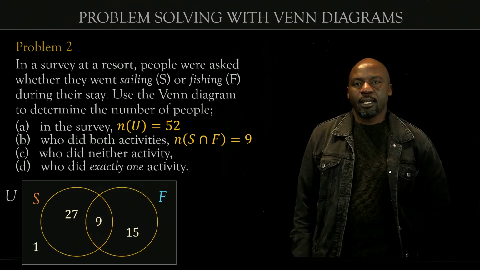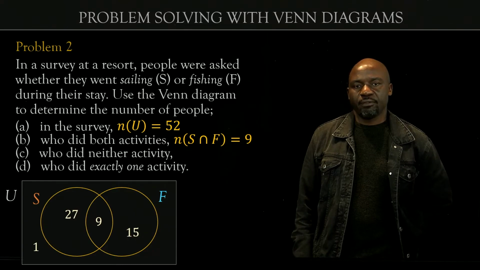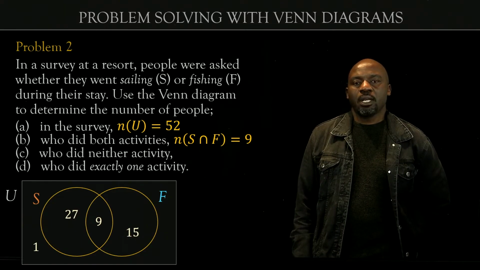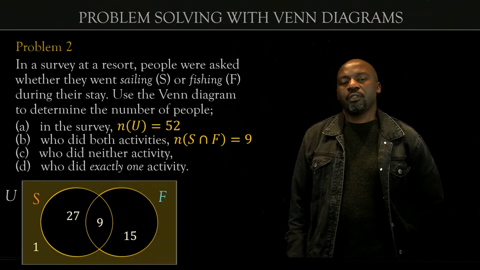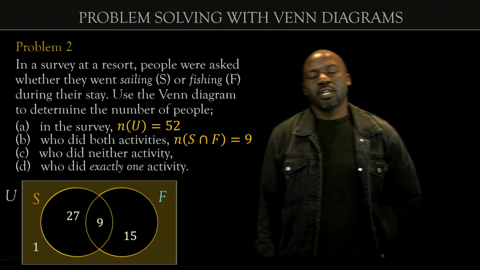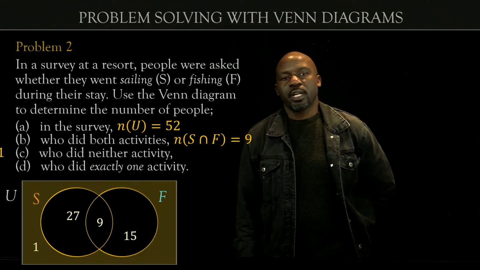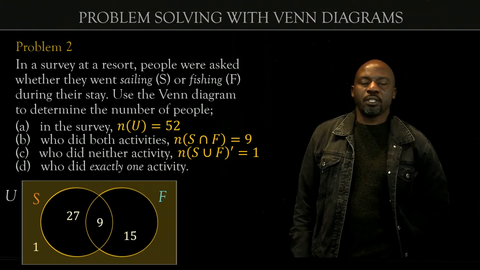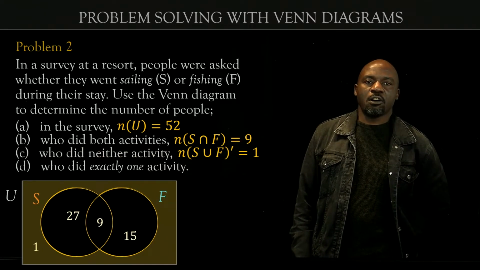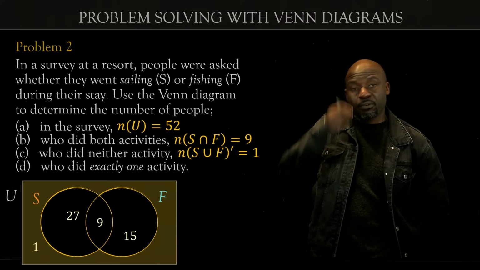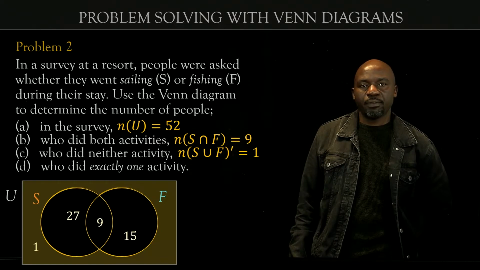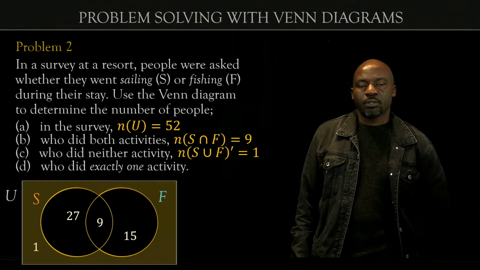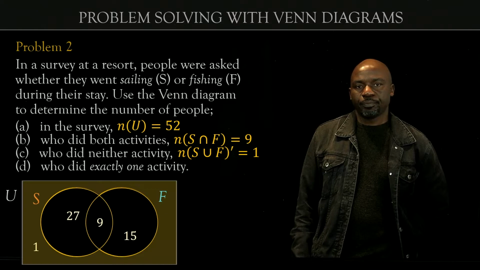Okay, next, who did neither activity? How many guests did not do any of the activities? Clearly, we are talking about the elements outside that set, so anything outside the circles, the part that is shaded in yellow, and we can see there is just one student who is in the set of S union F complement. Neither went sailing nor fishing. So that's just one guest.